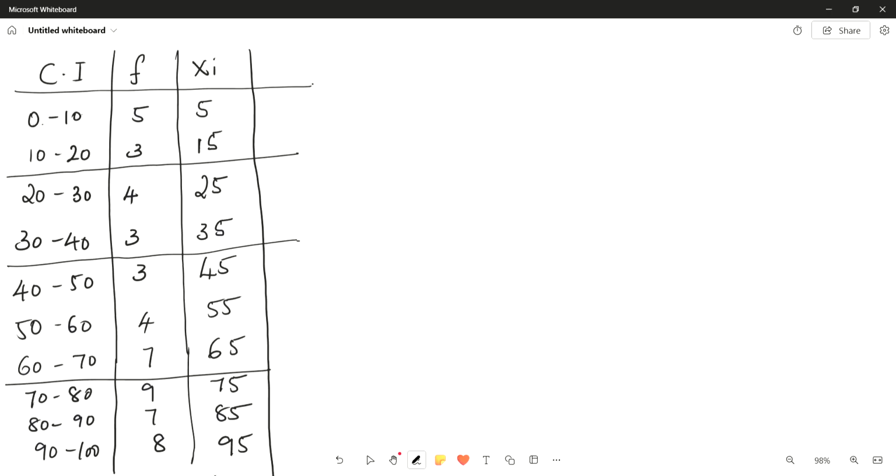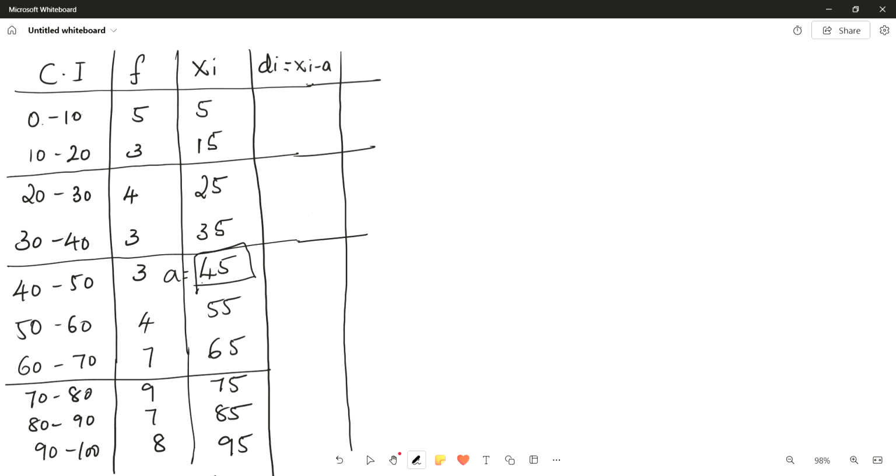Okay. Next is the extra column that we are doing for the assumed mean method. First listen, then you write. Who has a doubt? Now we have di. di is the extra column for the assumed mean method. What is di? di is xi minus A. You have to select one middle number here. You can select 45 only. You can take 45 or 55, anything you can take.